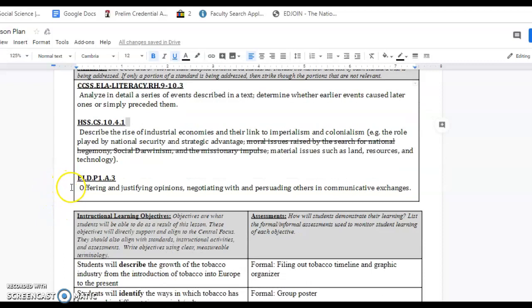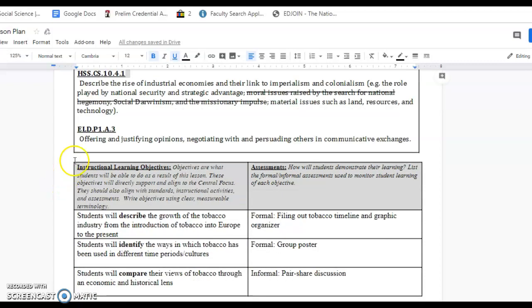And for the ELD standard, it will be offering and justifying opinions, negotiating with and persuading others in a communicative exchange. So there's going to be a lot of opinions and discussions. Students are going to be expected to create a timeline and a poster after they do research on the history of tobacco. And they're going to be asked to pair and share and discuss. So that's why this standard is here.